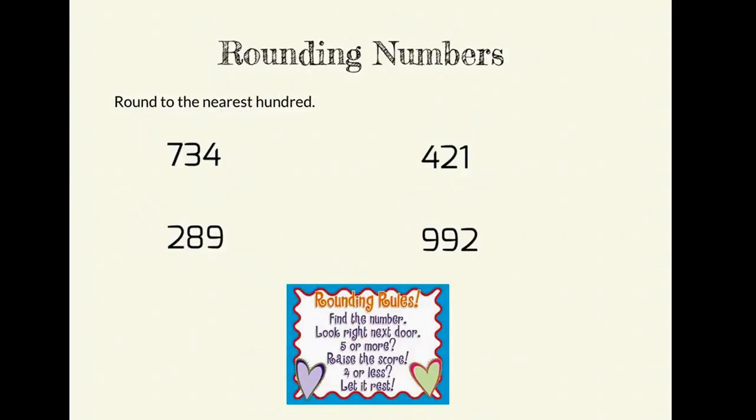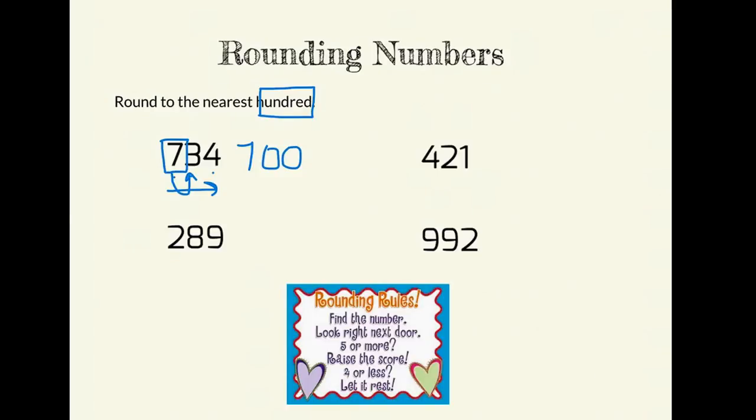More practice with rounding numbers, but this time we're rounding to the hundreds place. So instead of looking at the tens place, we'll be looking at the hundreds place. According to my poem, first thing I'll do is find the number. In 734, 7 is in the hundreds place. Remember, ones, tens, hundreds. Look right next door. It's a 3. 4 or less, let it rest. So 7 stays the same. All the numbers after the number you round change to zeros. So it is rounded down to 700.